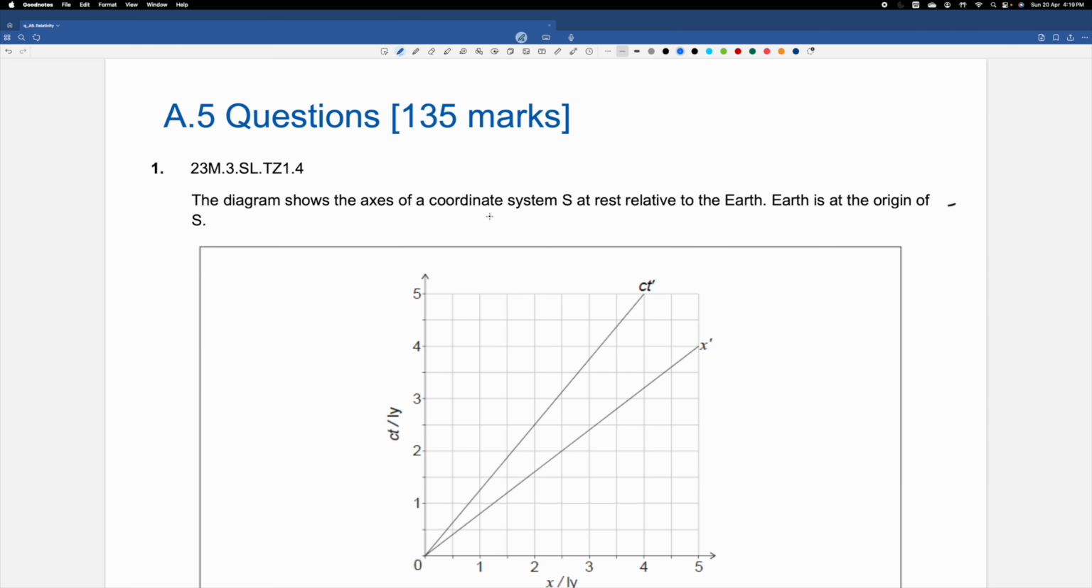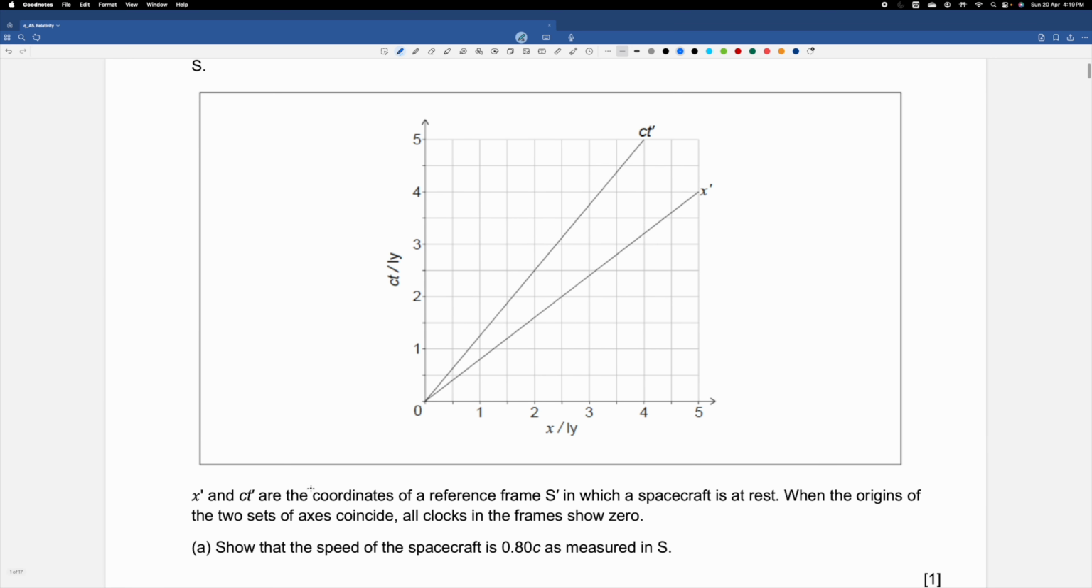The diagram shows the axis of coordinate system S at rest relative to the Earth. Earth is at the origin of S. X prime and ct prime are the coordinates of reference frame S prime in which the spacecraft is at rest. When the origins of these two sets of axes coincide, all clocks in the frame show 0. The speed of the spacecraft is 0.80 c as measured in S. It's asking what is the speed with which the spacecraft is moving. Since this frame, ct prime and x prime, is of the spacecraft, the angle theta subtended over here can help us find the speed with which this spacecraft is moving.